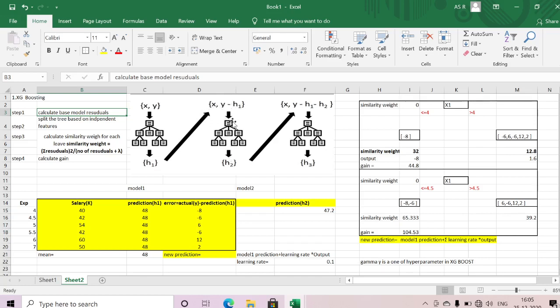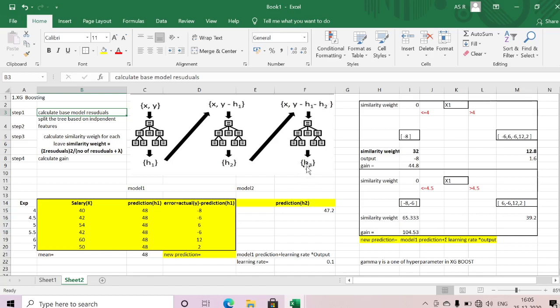Similarly, I build my model and we get the prediction h2. In a similar way, the independent feature stays as it is, but the dependent feature is actual, y minus h1 minus h2, actual minus prediction. This is my error that I pass to the next decision tree, the third decision tree.